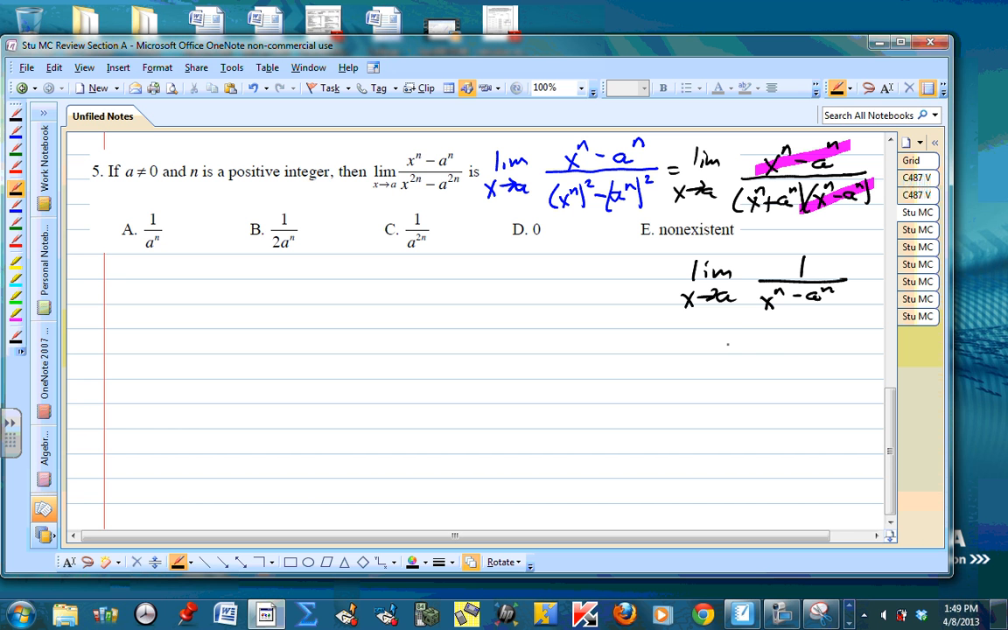And now we can use direct substitution. And this is going to be 1 over, replace x with a. Oops, that's a plus. I'm sorry, I said minus, I meant plus. See right there? There's the plus. All right, a to the n power plus a to the n power equals 2 a to the n power. This matches option letter B.